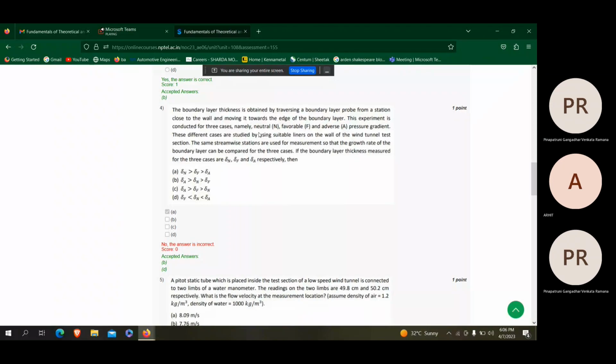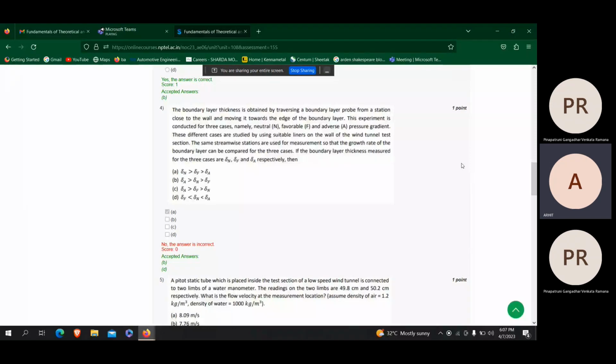Okay, let me read the question. The boundary layer thickness is obtained by traversing a boundary layer probe from a station close to the wall and moving it towards the edge of the boundary layer. This experiment is conducted for three cases: neutral, favorable, and adverse. Favorable means, as the professor stated, a negative pressure gradient. And adverse pressure gradient, yes, he mentioned it exactly.